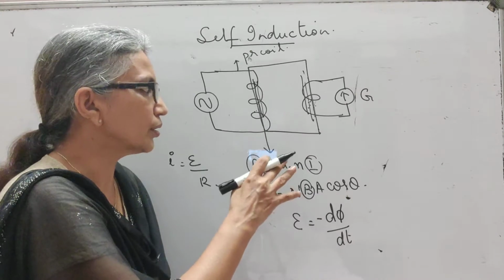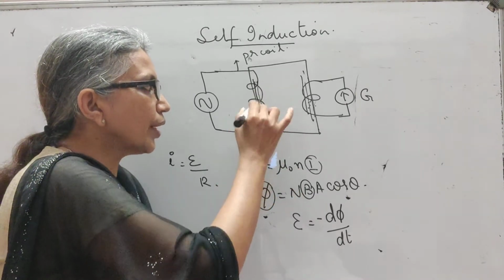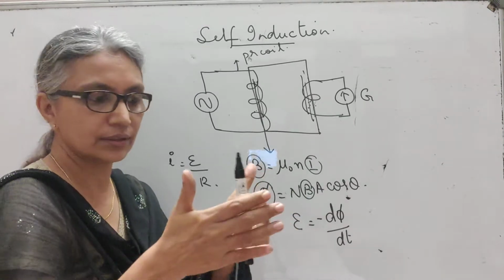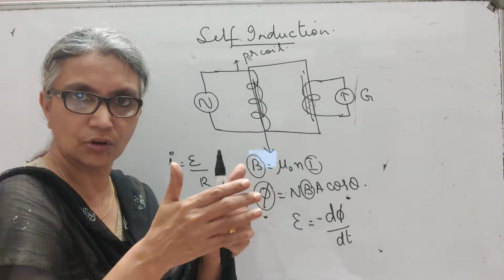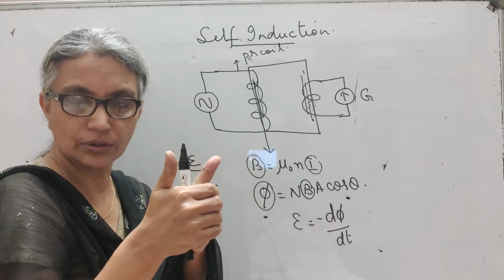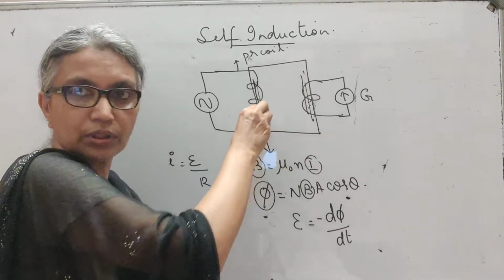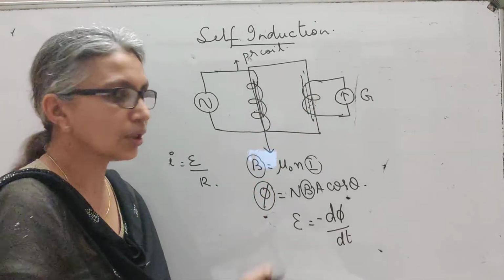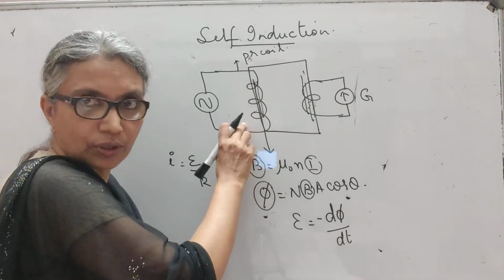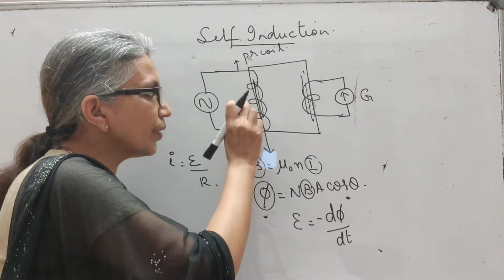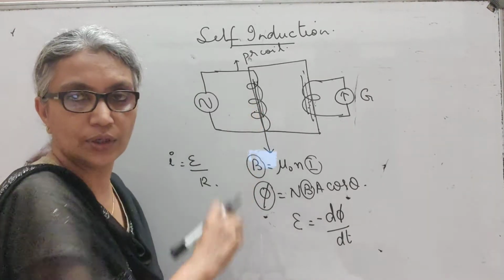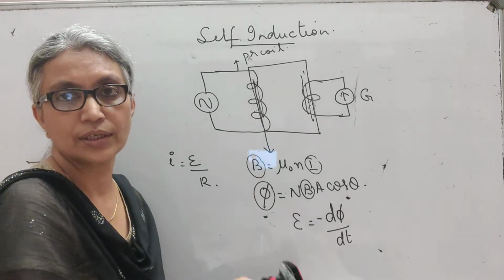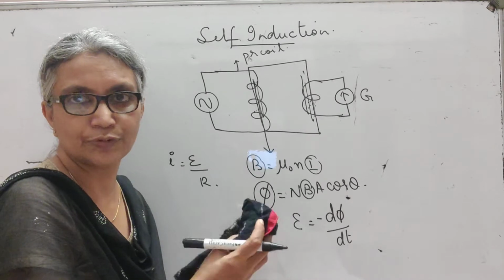Now, in the same case, we have a flux change happening here and here because the same core is connecting both. So any flux change happening here causes a flux change here. So there is a flux change in the primary coil also, which means there must be an induced current in the same coil, and that induced current produced in the same coil, that phenomenon, is what you call self-induction.